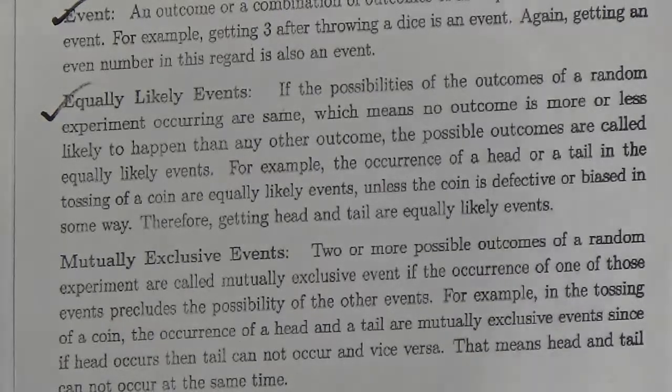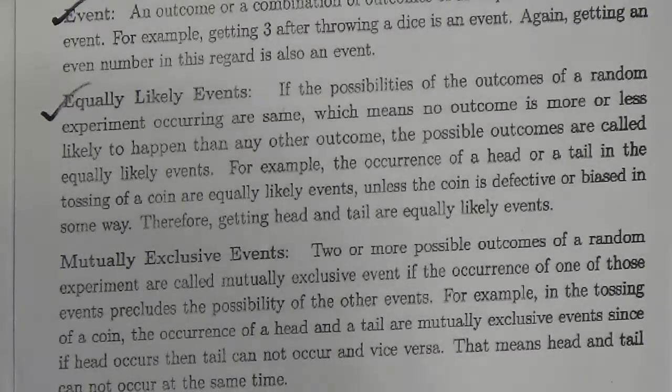Therefore, getting head and tail are equally likely events. Dear students, here the example used, it means that if you toss a coin, you may get head or you may get tail, and you know only 2 outcomes are here, total outcomes, and possibility of getting head and possibility of getting tail are equal.